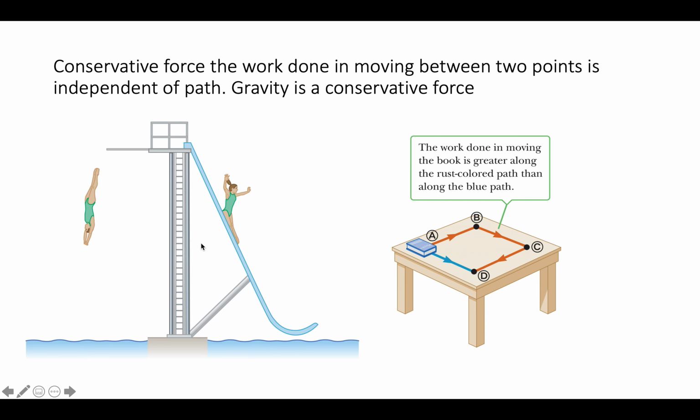It's independent of path. But friction is an example of a force that is not a conservative force. So if you took a book and you went from A to D, or if you went from A to B to C to D, the amount of work that friction is going to do is going to be 3 times as great going this path than that path. So it depends on the path. Conservative forces are a special type of forces where it just doesn't matter how you get from point A to point B. The amount of work done by the force is the same.